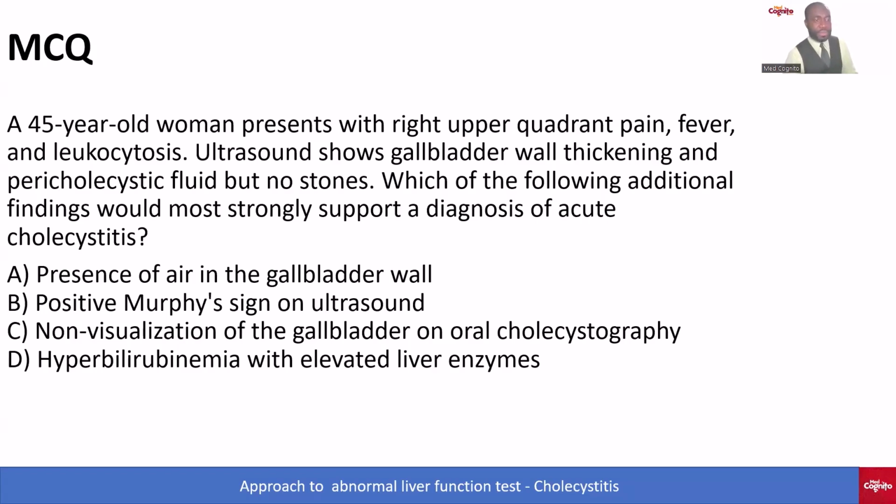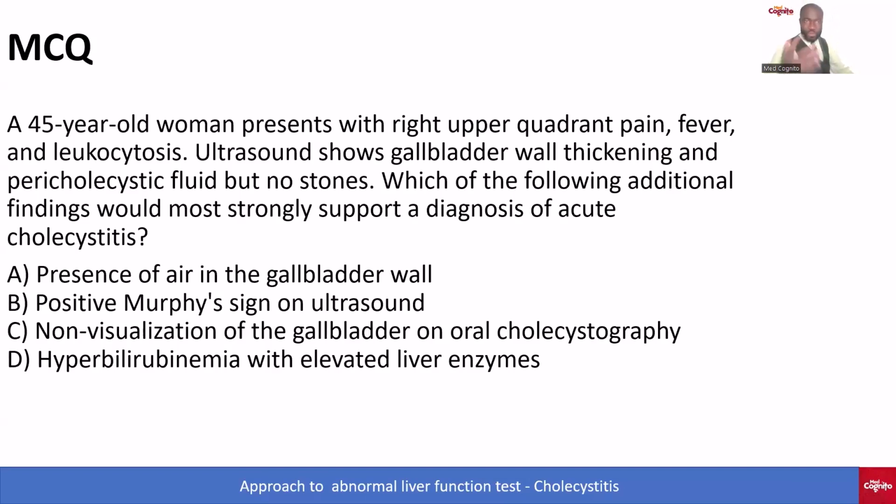A. Presence of air in the gallbladder. B. Positive Murphy's sign on ultrasound. C. Non-visualization of the gallbladder on oral cholecystography. D. Hyperbilirubinemia with elevated liver enzymes.